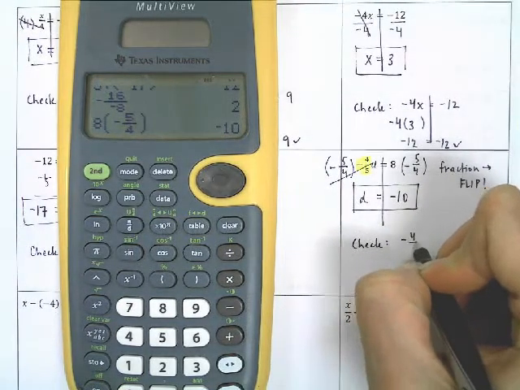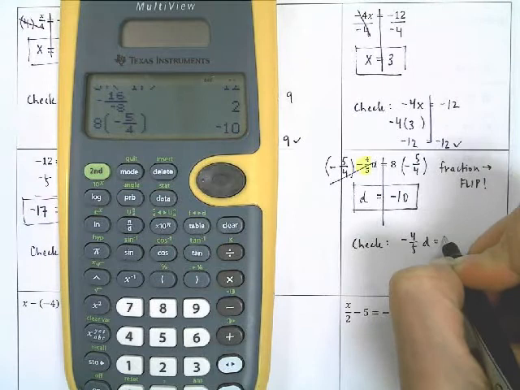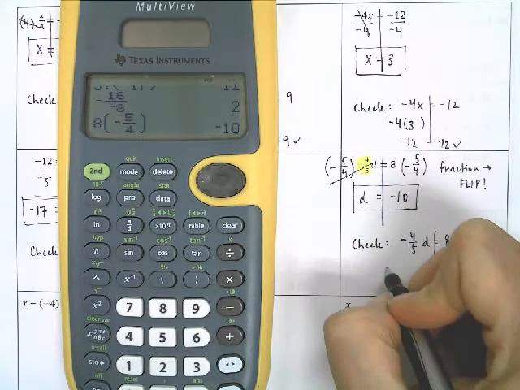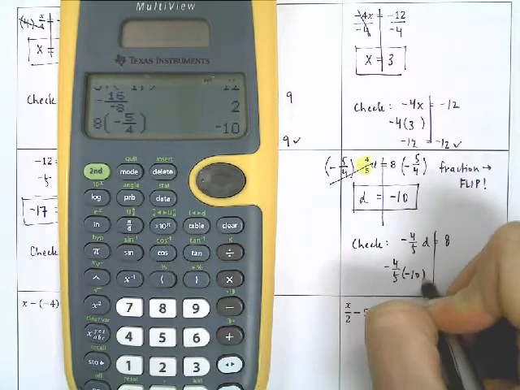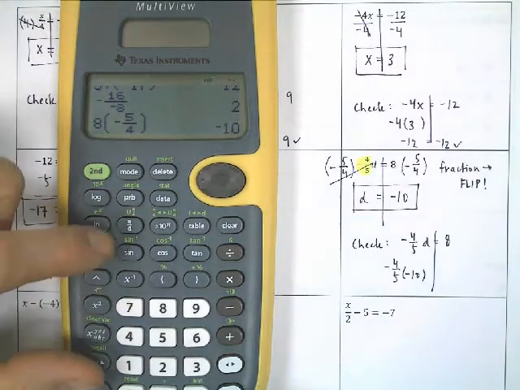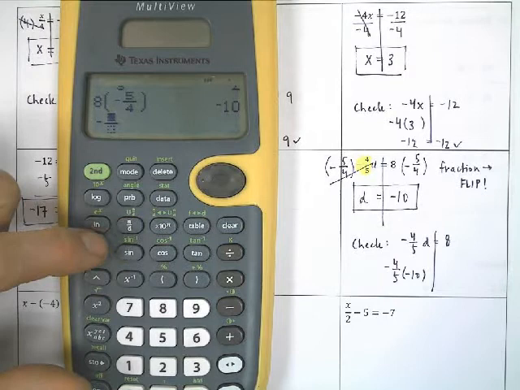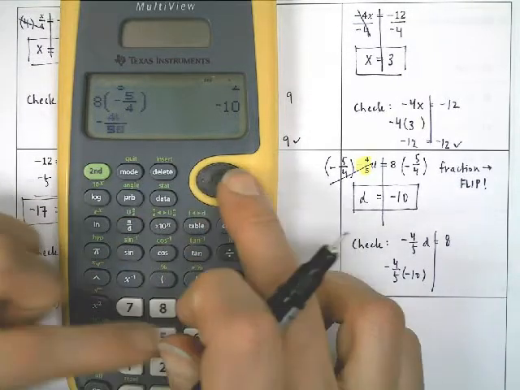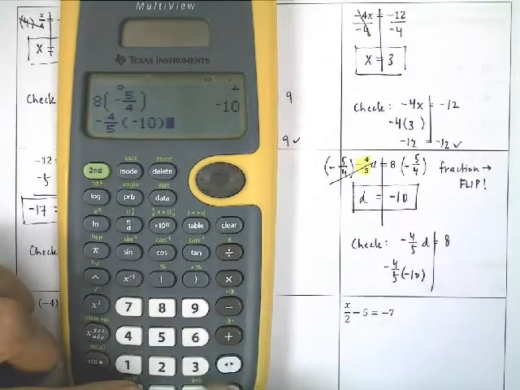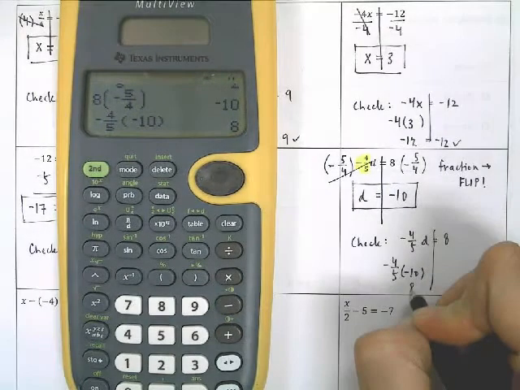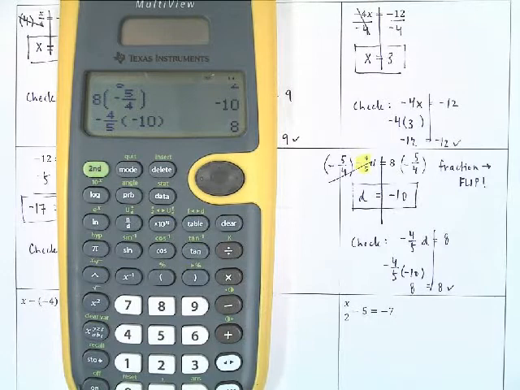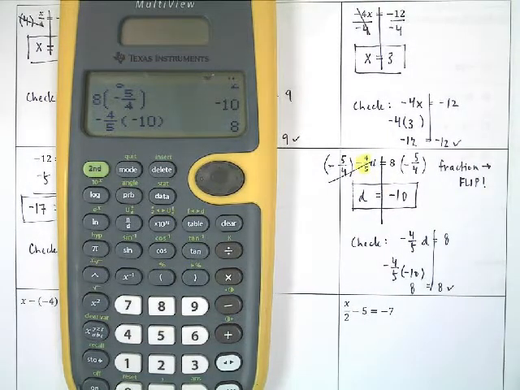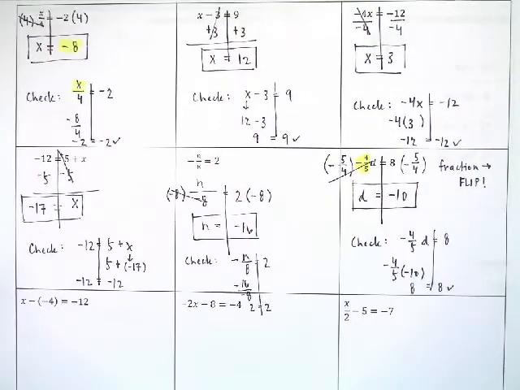So I have negative 4/5 times d, and I think that should give me 8. I think d is a negative 10, and so I'm going to plug that in and check. So negative 4/5 times a negative 10 gives me a positive 8, and that answer checks out. Again, we won't be looking for this check step. It's just going to help you make sure you got the problem correct.